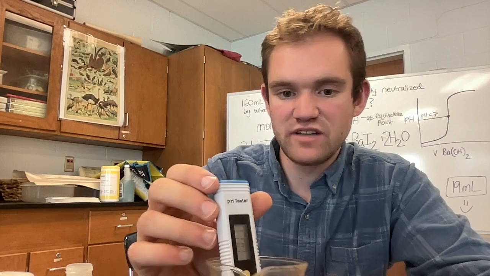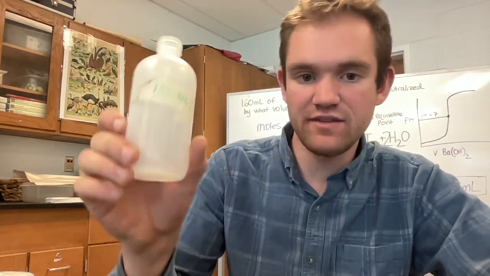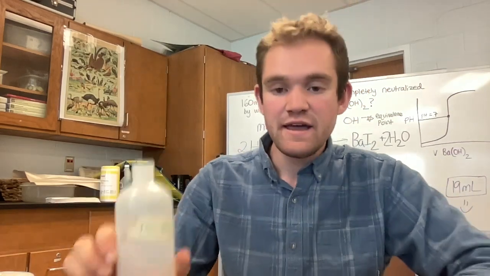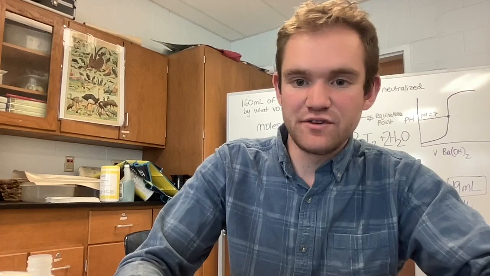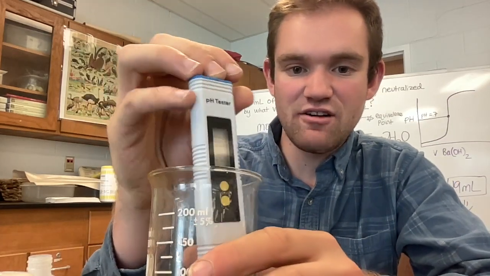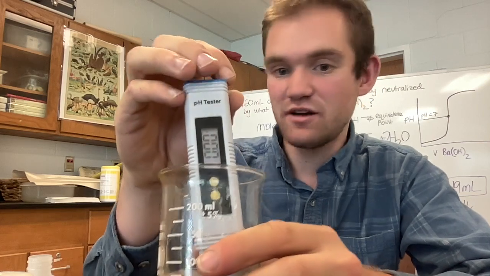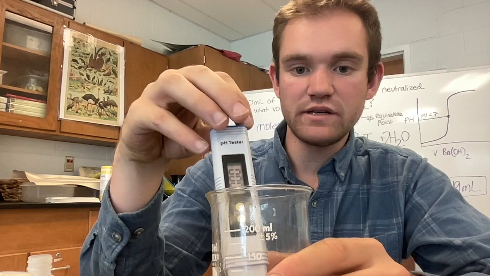So when I stick this in and I wait a few seconds for the pH to be read, pH should be exactly 0 because I made this 1 molar of HCl. And if you take negative log of 1, you get a pH of 0. So if you see here, this pH is exactly 0, which means I did a really good job making that concentration. So what I'm going to do is slowly add the base.